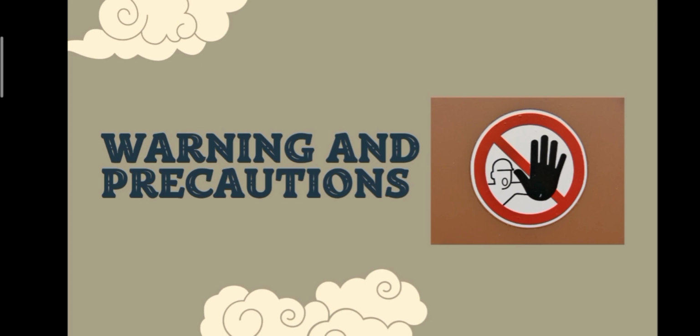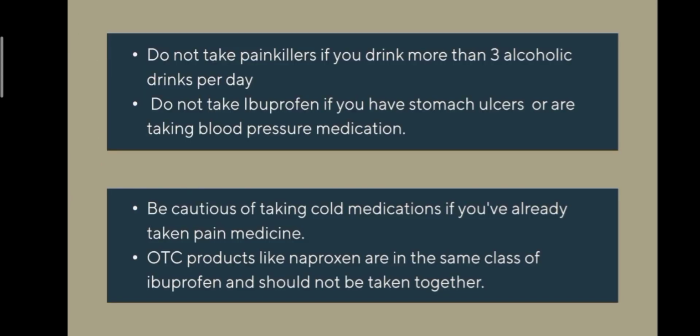Warning and precautions of analgesics. Do not take painkillers if you drink more than 3 alcoholic drinks per day. Do not take ibuprofen if you have stomach ulcers or are taking blood pressure medications. Be cautious of taking cold medications if you've already taken pain medicine. OTC products like naproxen are in the same class as ibuprofen and should not be taken together.